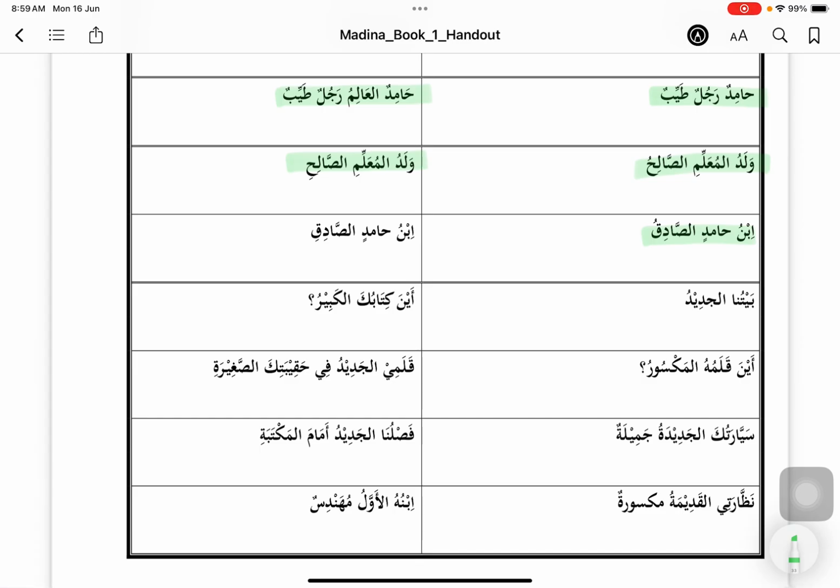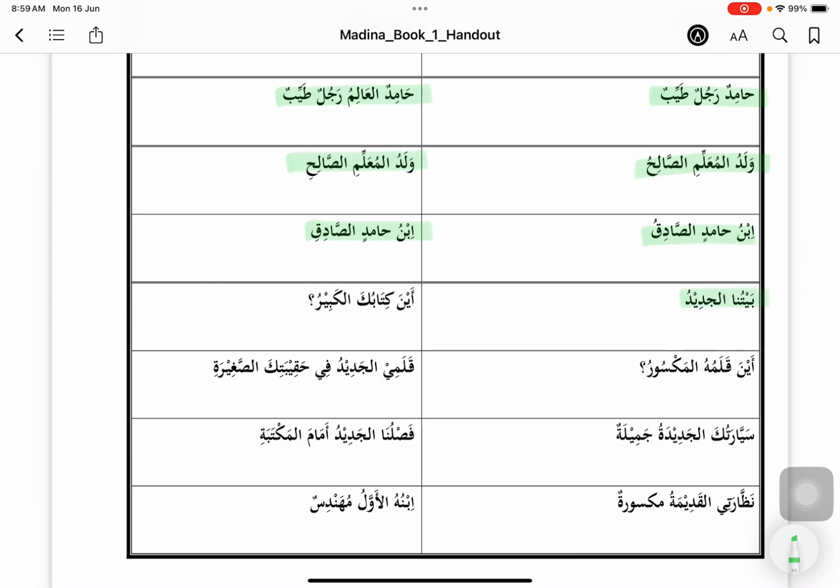Ibn Hamid as-Sadiqi. Here again, as-Sadiqi. As-Sadiq is the truthful, right? Sadiq is truthful, or friend. So this as-Sadiqi, in the second sentence, is describing Hamid, truthful Hamid, and in the first sentence, the truthful is ascribed to Ibn.